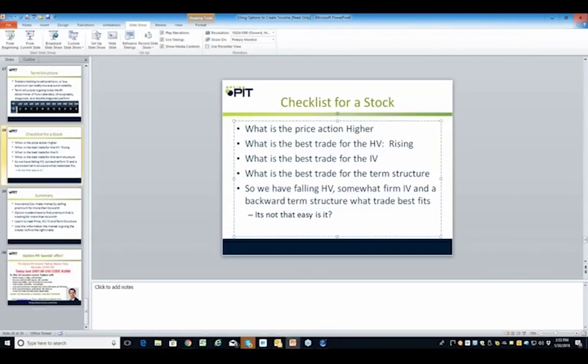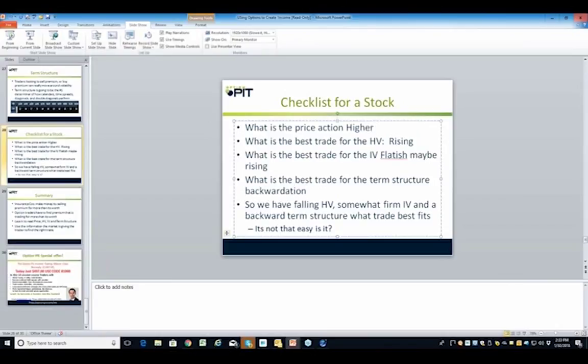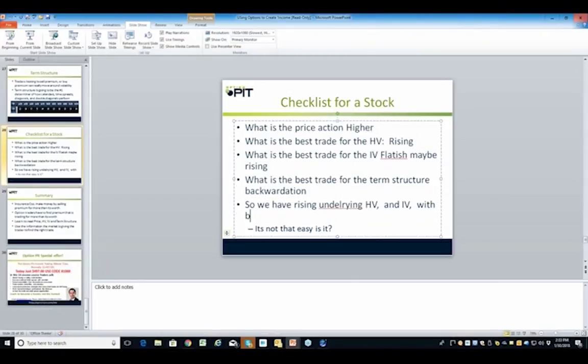Best trade for IV, I would say it's definitely flattish, maybe rising. Term structure, it is in backwardation. So if I have a rising IV, rising underlying HV and IV with backward term structure, what do you think? What trade do you think is going to fit? See how we're putting all these pieces together?